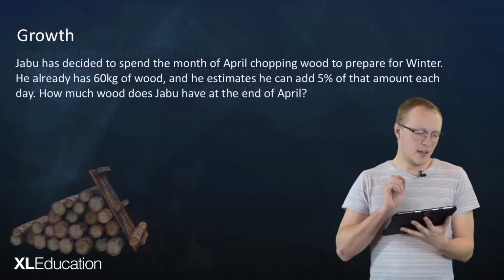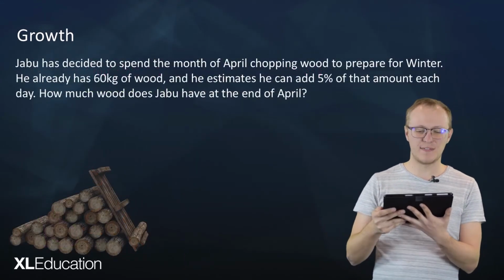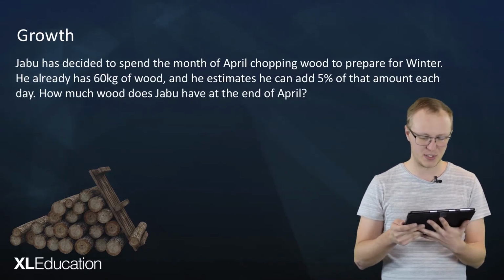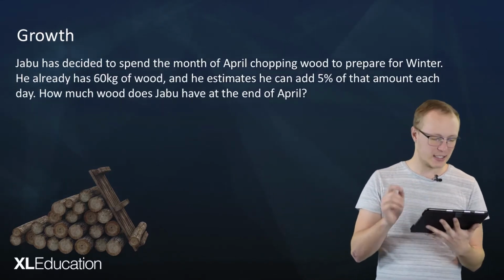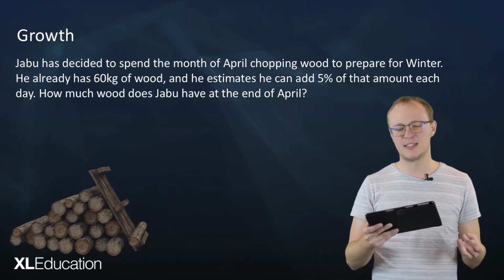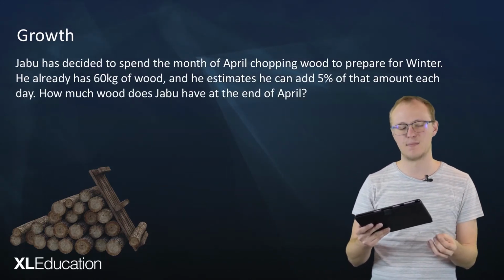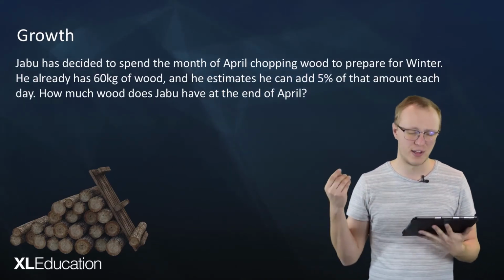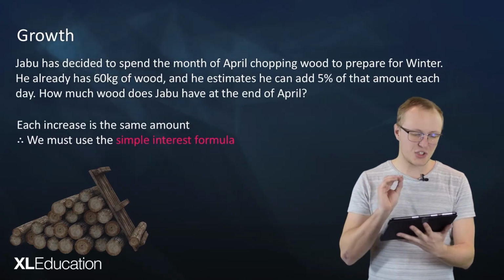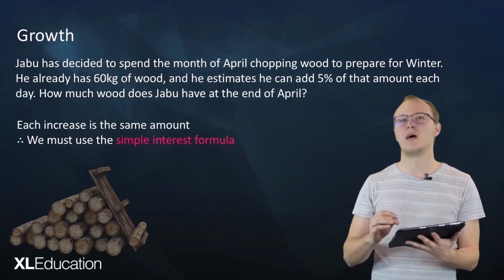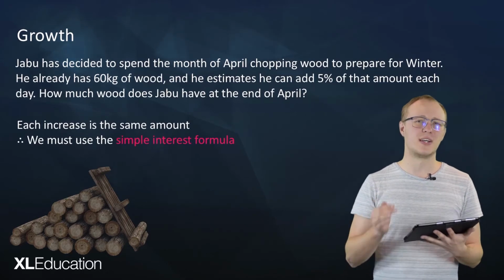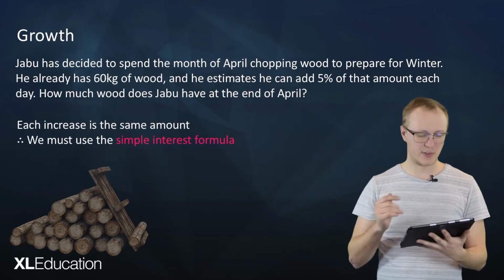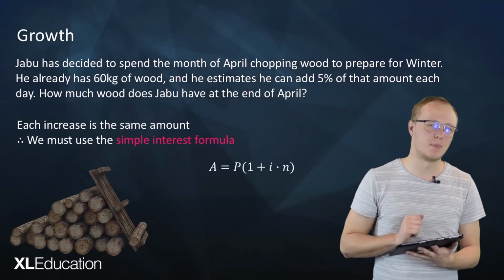Let's see. Jabu has decided to spend the month of April chopping wood to prepare for winter. I bet his family is very grateful. He already has 60 kilograms of wood, and he estimates he can add 5% of that amount each day. How much wood does Jabu have at the end of April? So now, each increase is going to be the same amount. And we remember that simple interest means that the amount grows by the same over each time period. So we use the simple interest formula.